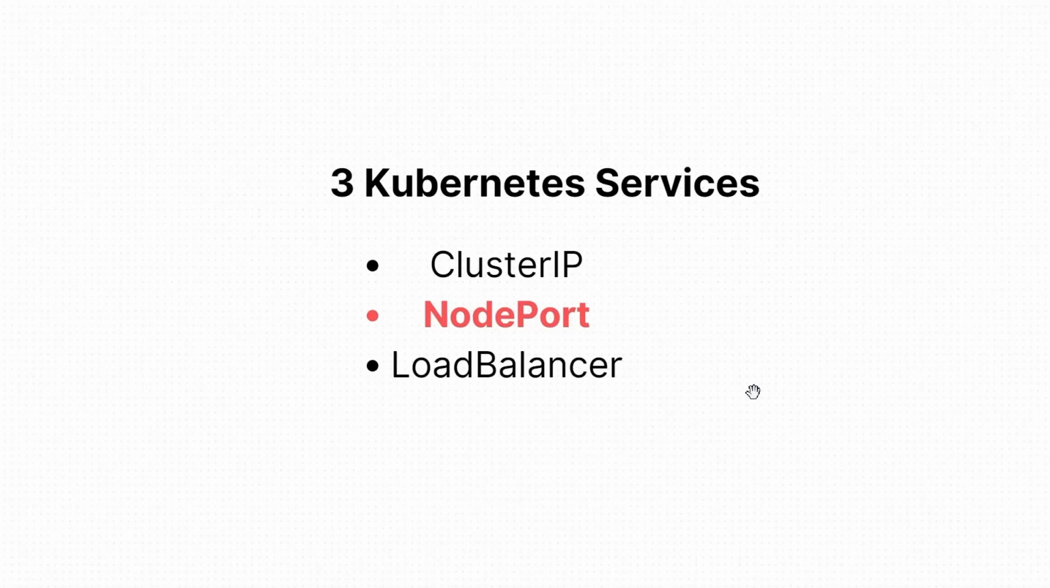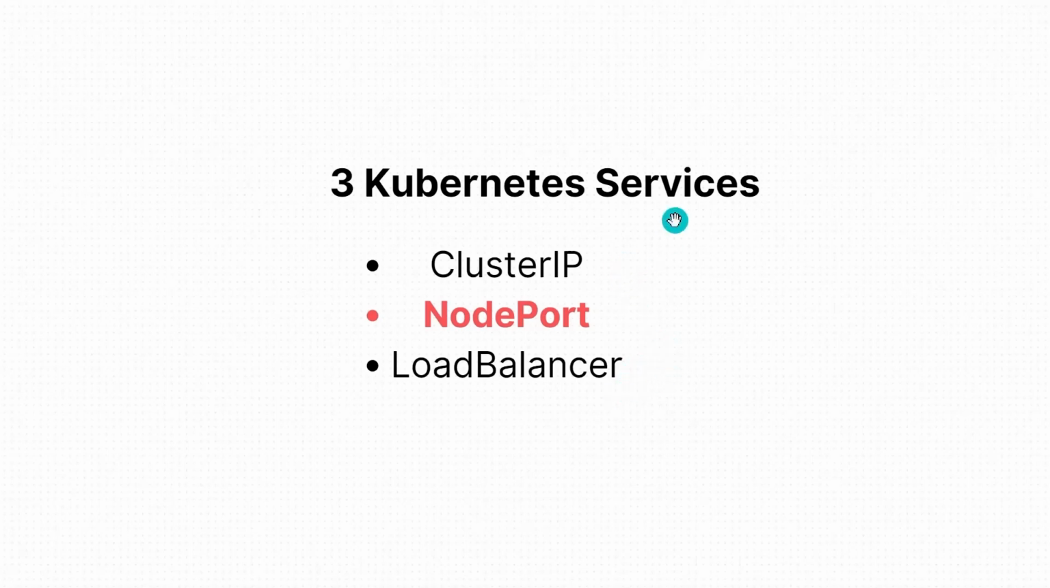In Kubernetes, we have three types of Kubernetes services. One is the cluster IP, the second one is NodePort, and the third one is load balancer. If you want to access the applications within the Kubernetes cluster, then you can go with the cluster IP. And if you want to access the applications or the workloads outside of the Kubernetes cluster, then you can use NodePort. In a similar way, you can use the load balancer.